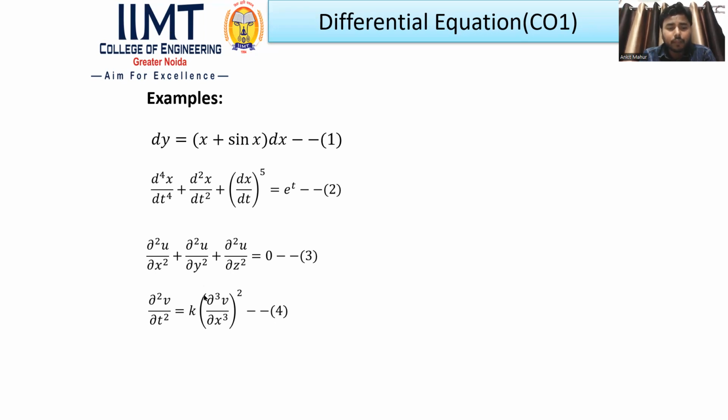Examples three and four are examples of partial differential equations. Del square u upon del x square plus del square u upon del y square plus del square u upon del z square equals 0, where x, y and z are independent variables. So this is an example of a partial differential equation.